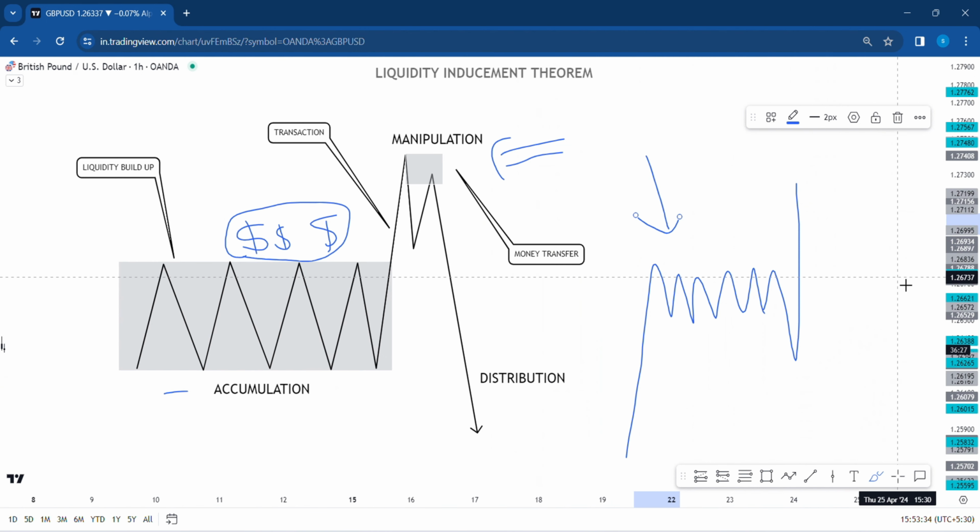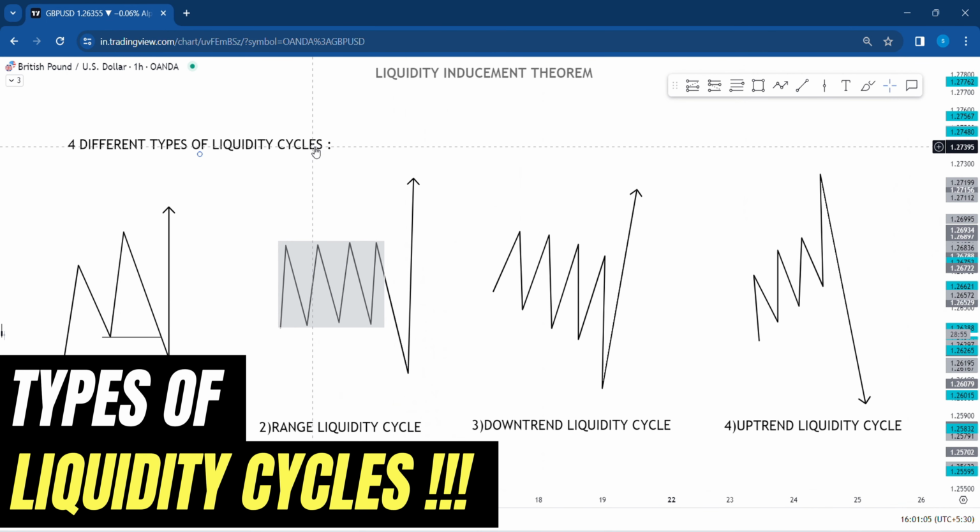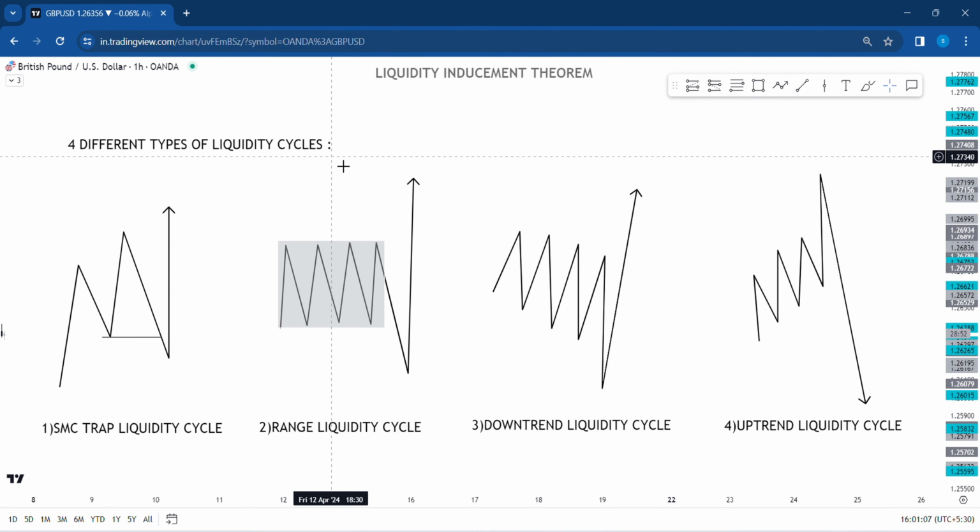Now I will show you some different types of AMD cycles so that you can be aware when the market produces them. These are the 4 different types of liquidity cycles in the marketplace. I can guarantee you, if you master these liquidity cycles, you can avoid all the unnecessary and silly losses from the marketplace, and you can take sniper entries like me and my community members. So let's deep dive into each and every liquidity cycle.